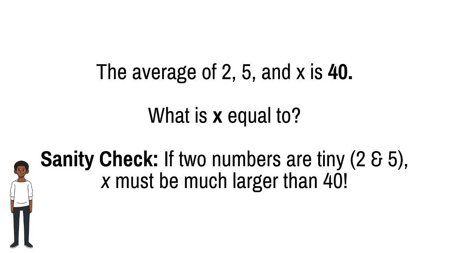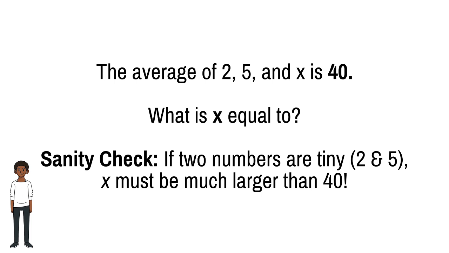The average of 2, 5, and x is 40. What is x equal to? Because x is a variable representing an unknown value, this is an algebra problem. But even if you don't know much algebra, simple common sense can guide you.